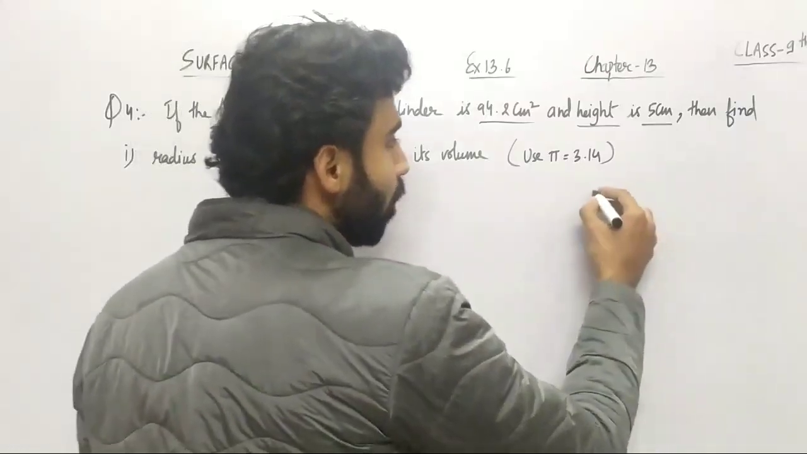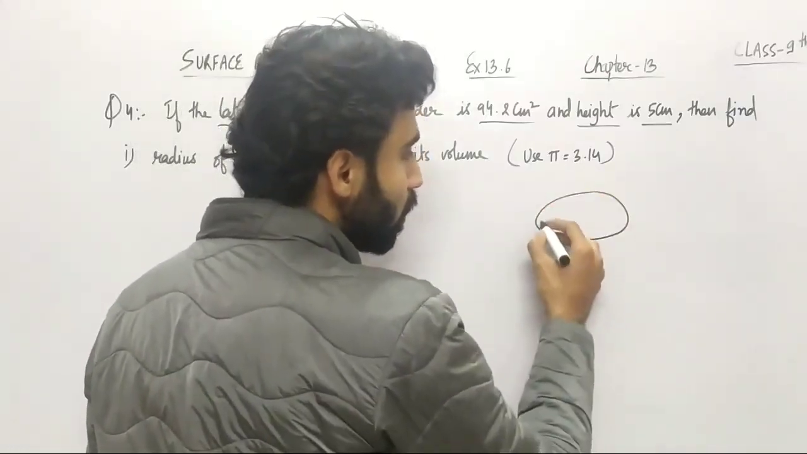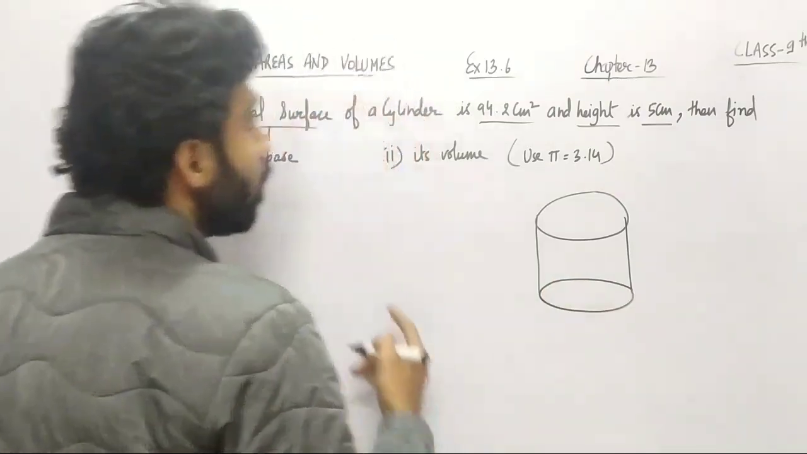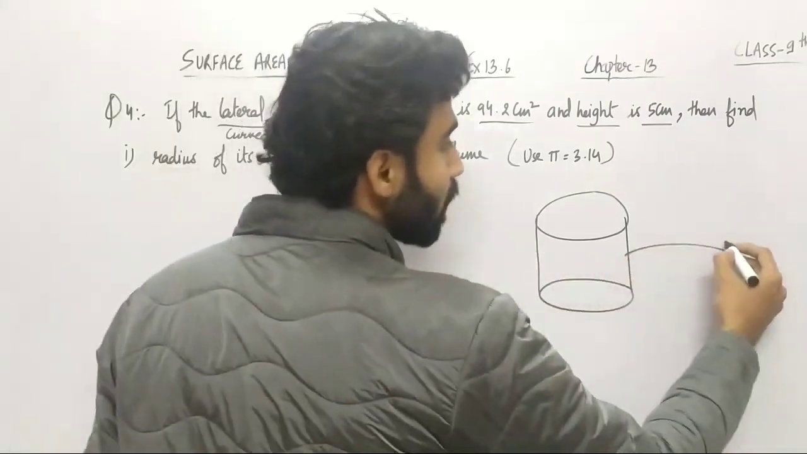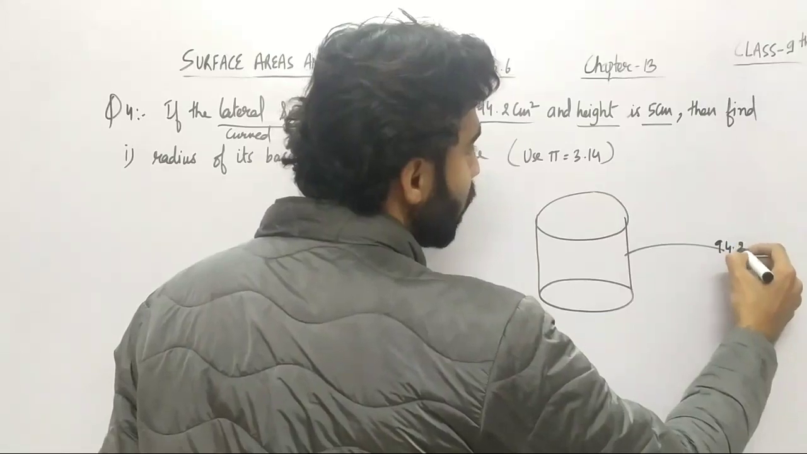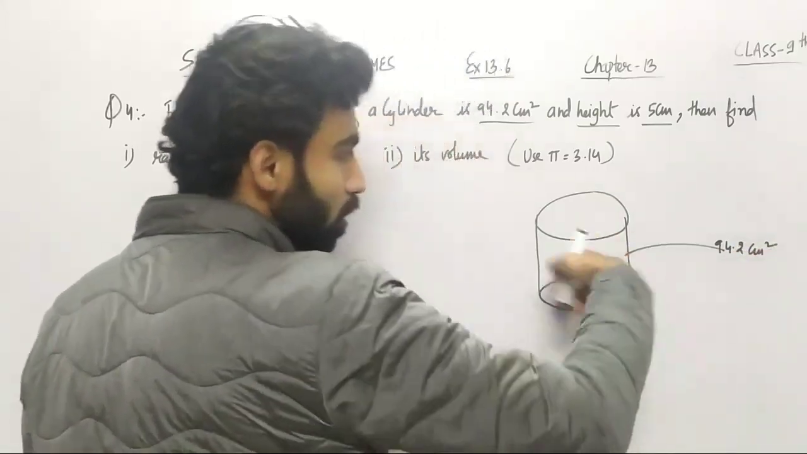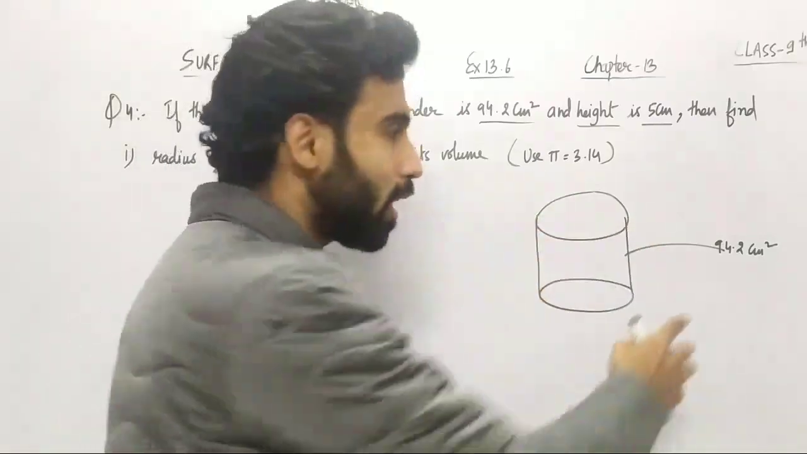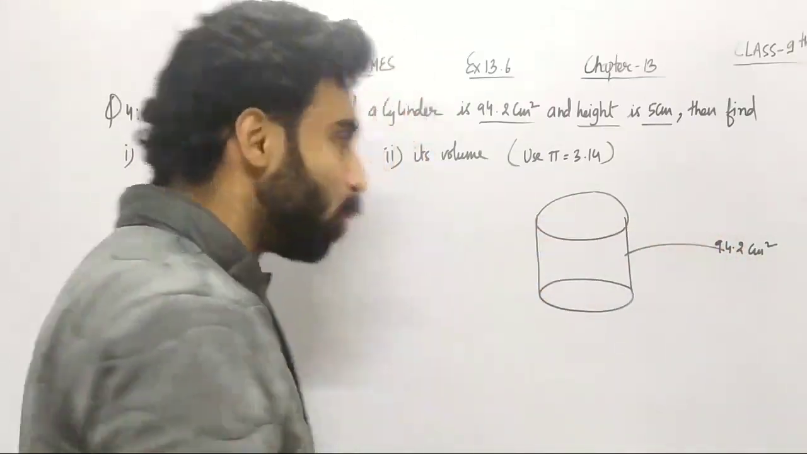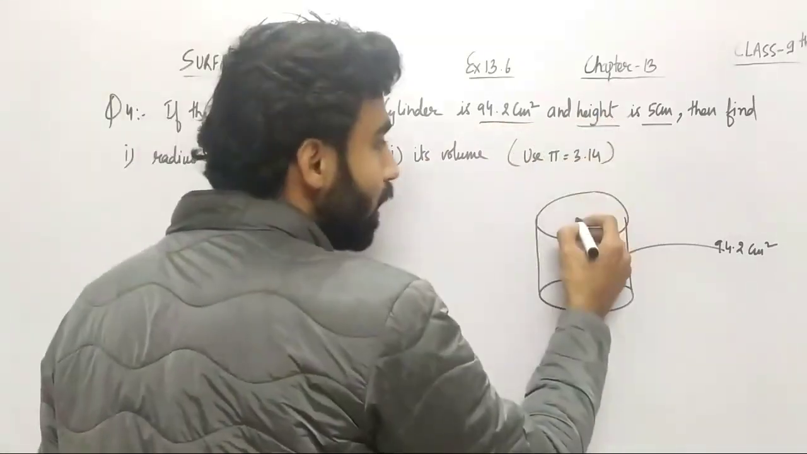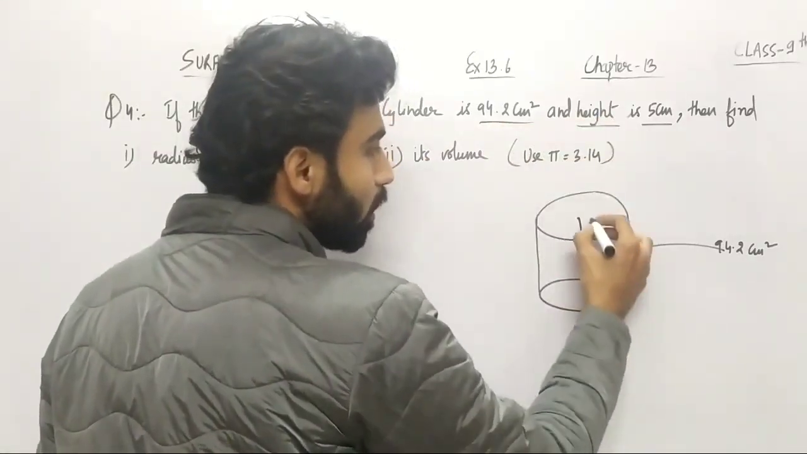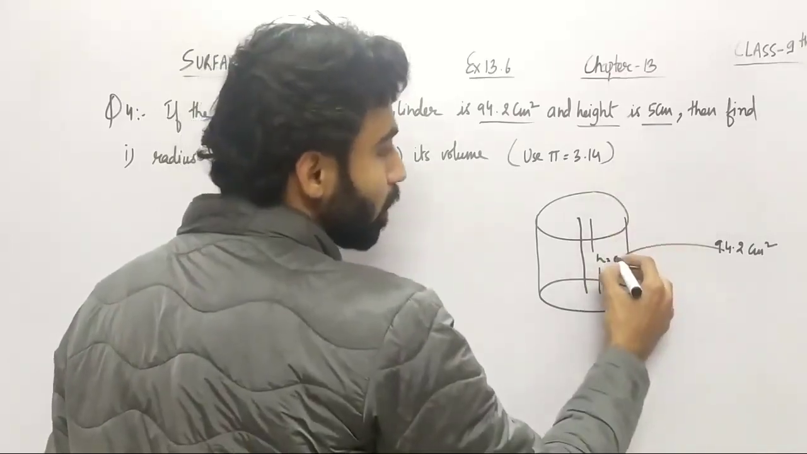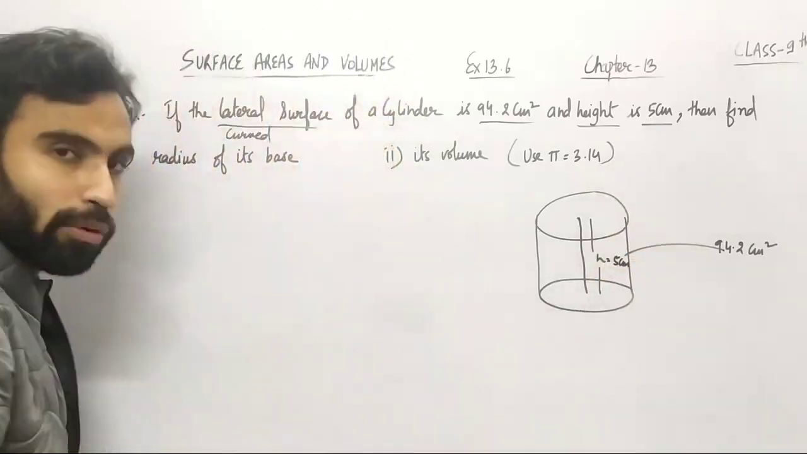So अगर मैं यहाँ पे एक roughly एक cylinder draw कर लेता हूँ first, so something like this. Now you can see हमें इसका curved surface area कितना given है 94.2 centimeter square, right? So this outer surface area, that is the curved surface area, is given to us as 94.2. Now you can see also the height of this cylinder is given to us as, you can see, 5 centimeters. So ये हमें यहाँ पे question में given है.